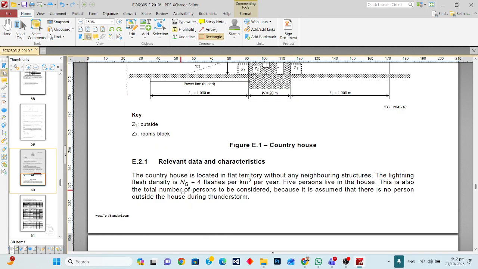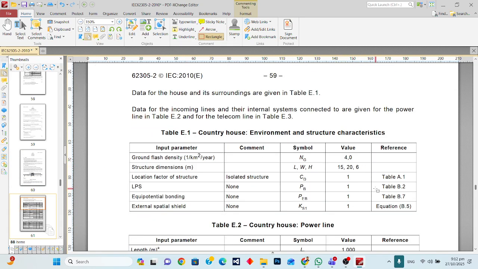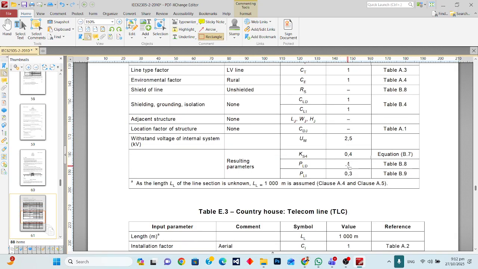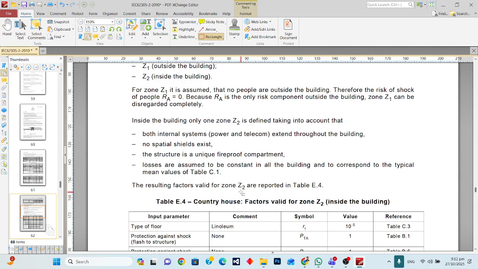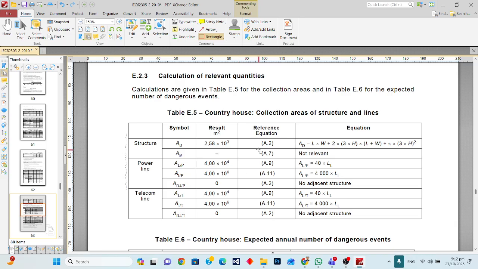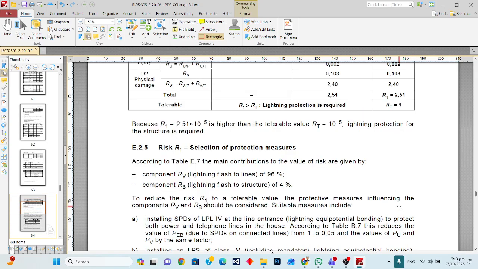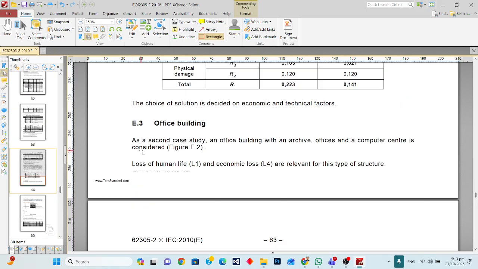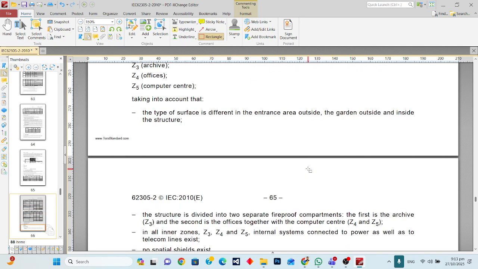Now, for NG4 flashes per kilometer, they have mentioned that the structure length will be this one, the calculation this one, LM, and they have TL. You will explore these calculations, like the formula AM that they have given. You can check those values and see what response is available in that case study. Like the office buildings, they have also given the proper calculation of that one.